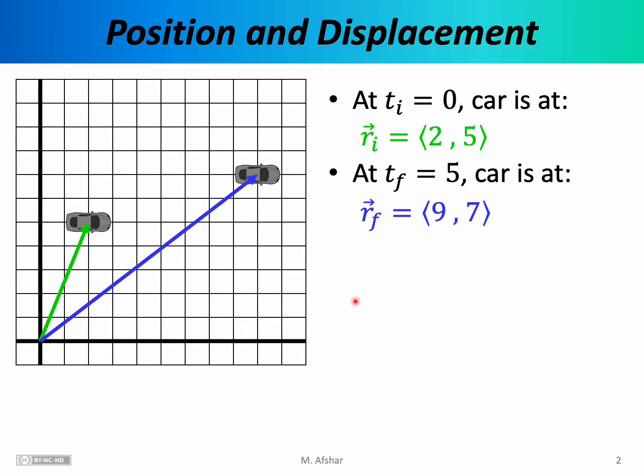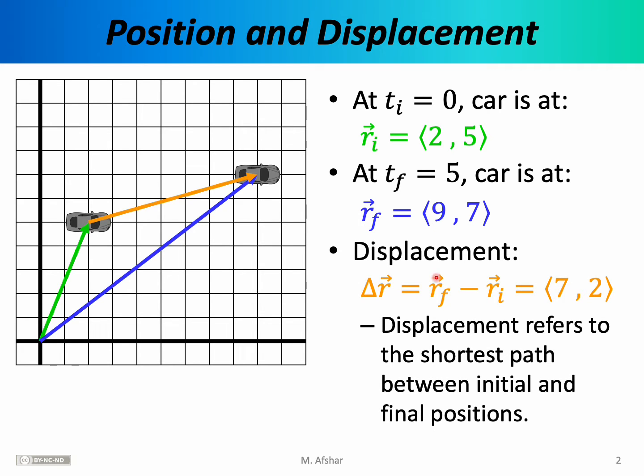What is important often in the motion of an object is the displacement of the object. The displacement of the object is defined as the change in its position. We denote displacement by delta R. Remember, R refers to position and delta often denotes change. So displacement is really a change in the position: final position minus initial position.